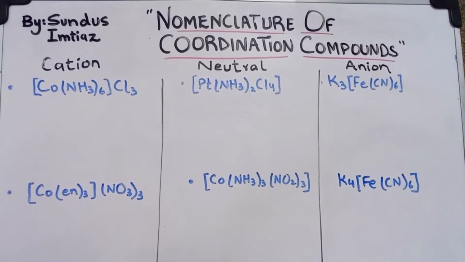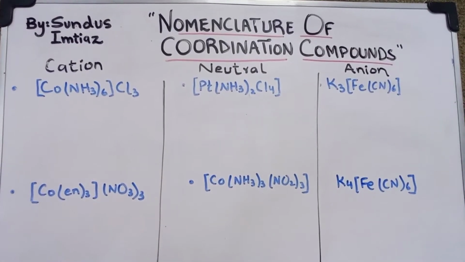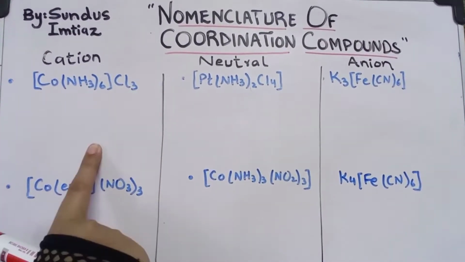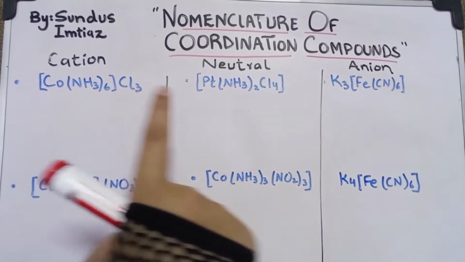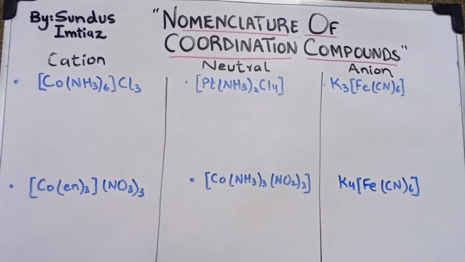Hello students, today our topic is nomenclature of coordination compounds. First of all we will give the name to cations, then neutral, then anion compounds. So let's get started.